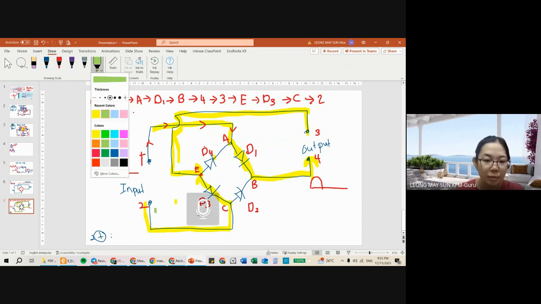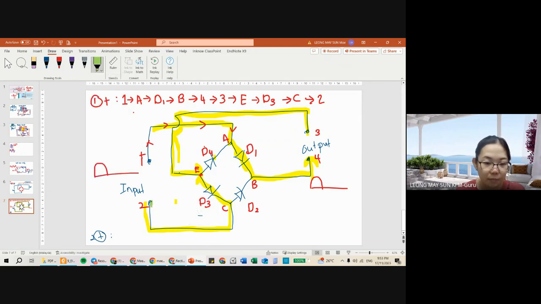All right, when terminal 2 is positive, let's try it. Current reaches C. Remember, the main thing is actually to reach the negative terminal 1. Current reaches C, passes through D2, reaches B. It cannot go through D1 because it's reverse bias. It passes through 4 and comes out from 3.